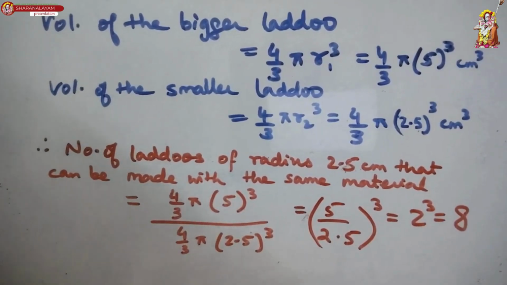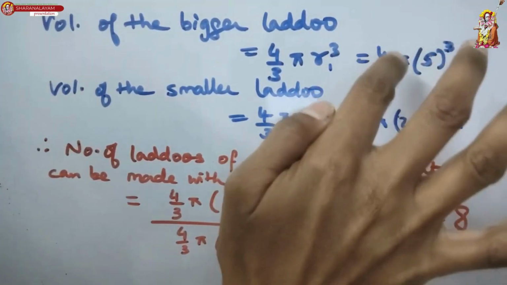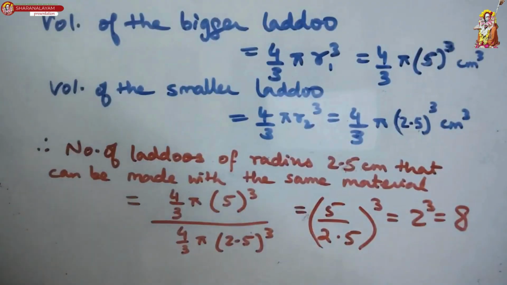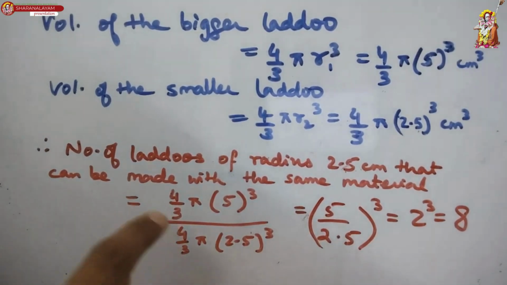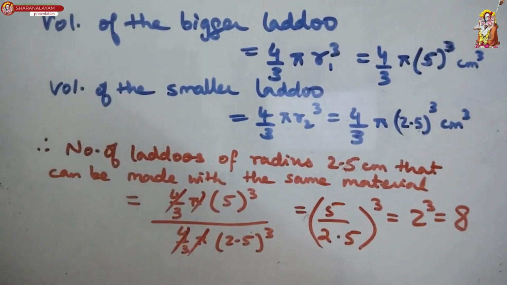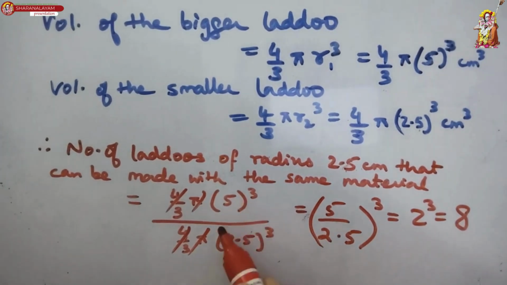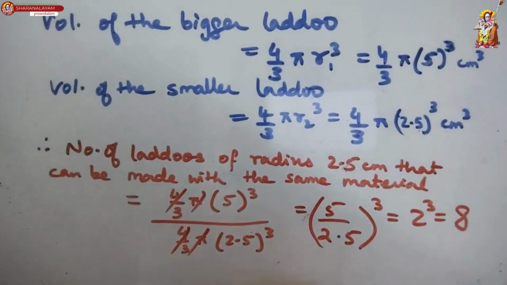If you notice, we didn't do any calculations over here. We just left it as it is, pi into 5 cube. We didn't calculate using pi equals 3.14 or 22 by 7. Now you will see how leaving the calculations for the last minute is very useful. So now when we divide these two, it's easy to cancel out these two, 4 by 3 pi, 4 by 3 pi. Also 5 cube upon 2.5 cube. We didn't work out over there also because it's very easy at the last step.